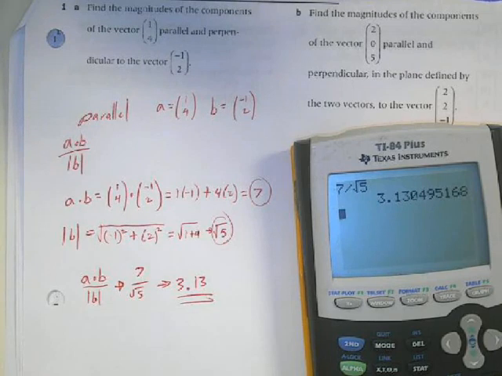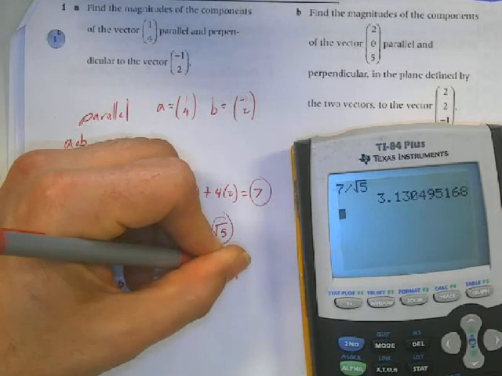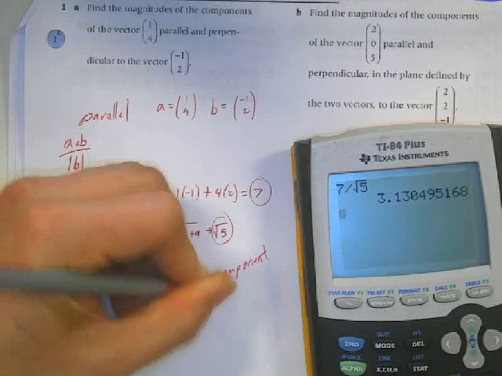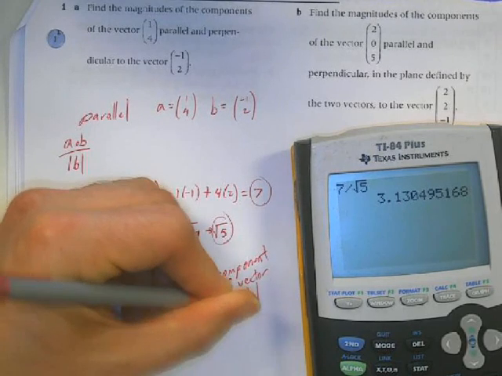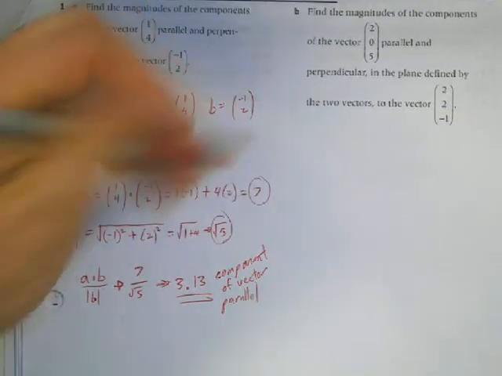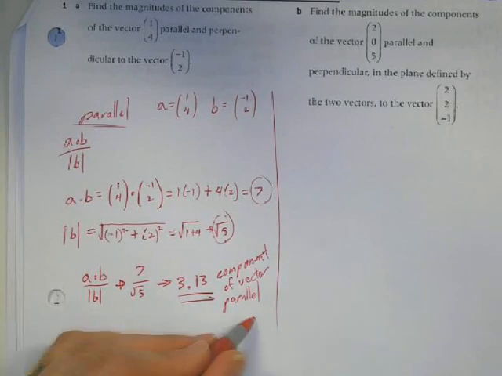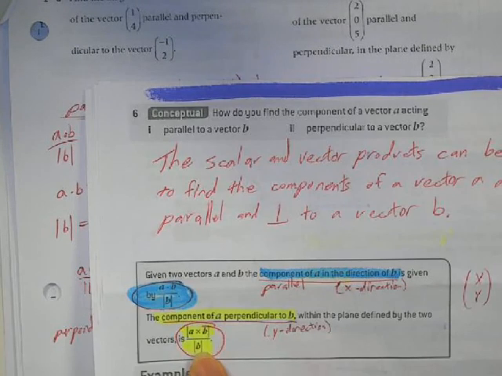So this is the component of the vector parallel. Okay, so now if it's perpendicular, then we're going to use this formula here when it's perpendicular.